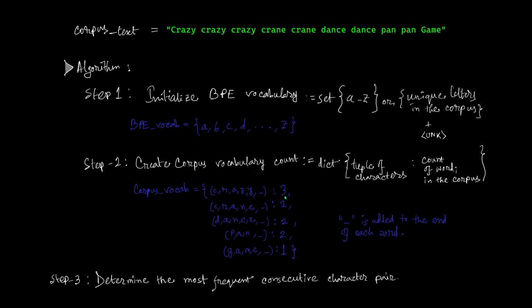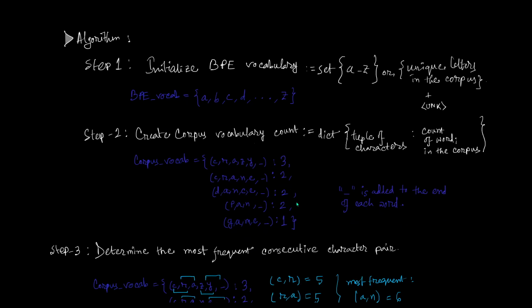So crazy is repeated three times in our corpus. Crane is repeated two times in our corpus. Dance is repeated two times. Pan is repeated two times. Game is repeated one time in our corpus. So this is our step two, and after that we will go to the heart of BPE.